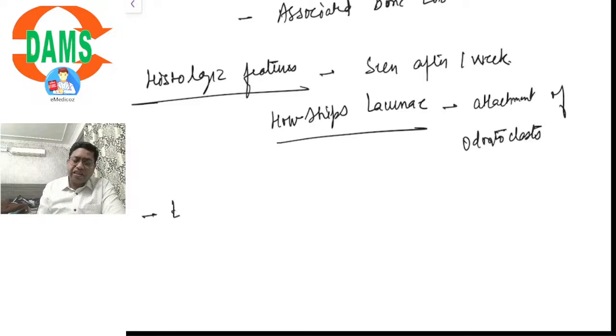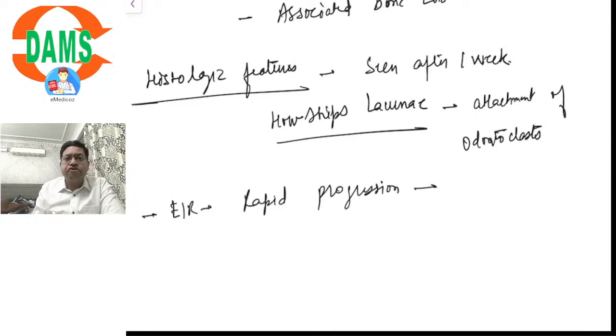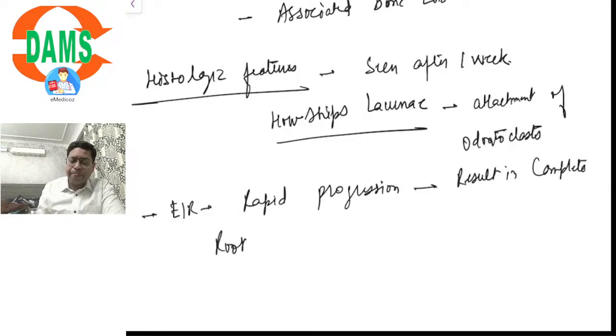Now, this external inflammatory resorption has a rapid progression. If it is unchecked and untreated, it can result in complete root resorption in as early as 3 months.